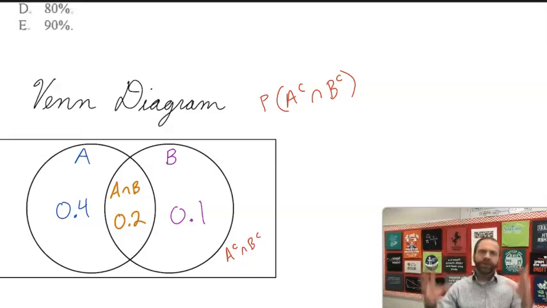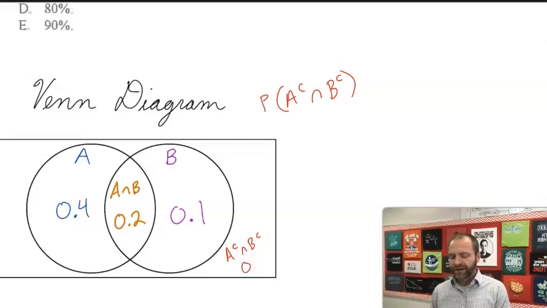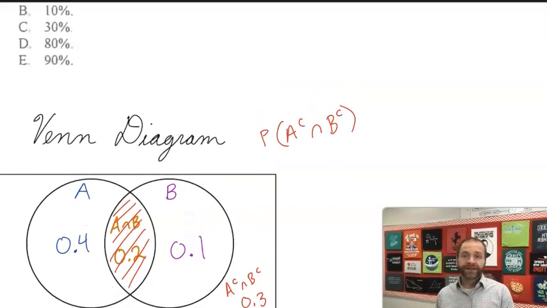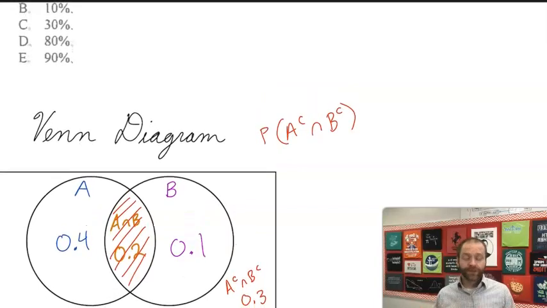The whole Venn diagram contains 100%. If I add the 0.4, the 0.2, and the 0.1, I get 0.7, which means 30% do not have either. So when you start the Venn diagram, focus first on where they overlap, because that lets you start with what they have in common and build outwards from there. My answer should be C, 30%.